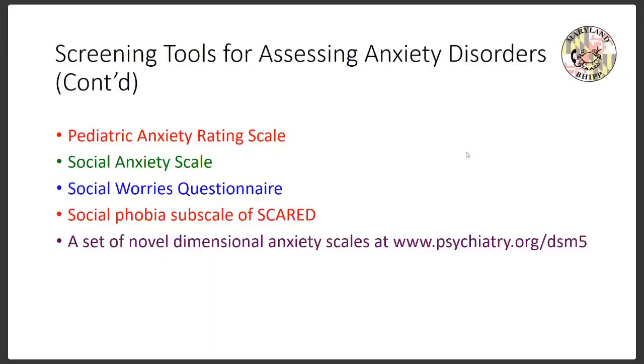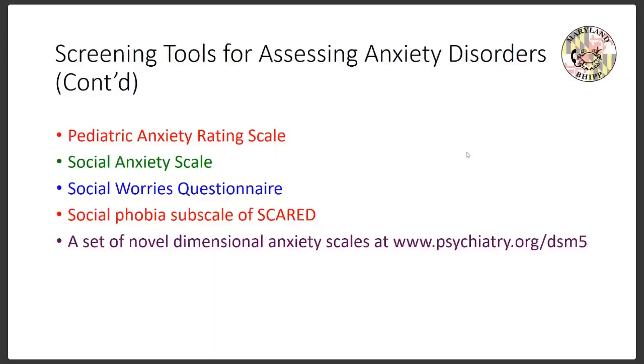Fourth, a set of novel dimensional anxiety scales were recently generated during the DSM revision process to support clinical decision-making and monitoring treatment progress. These self-rated scales can be used for children ages 11 years old or older and comprise the core constructs of fear and anxiety together with cognitive, physical, and behavioral systems in a consistent and brief way, and can be found at that website.